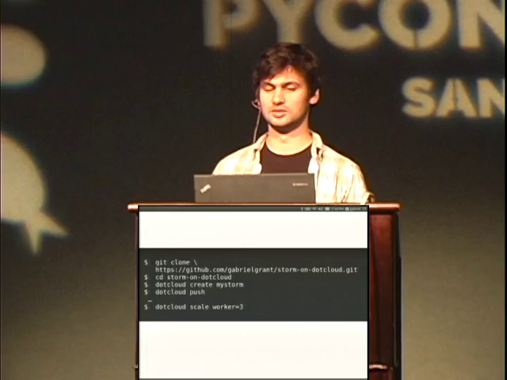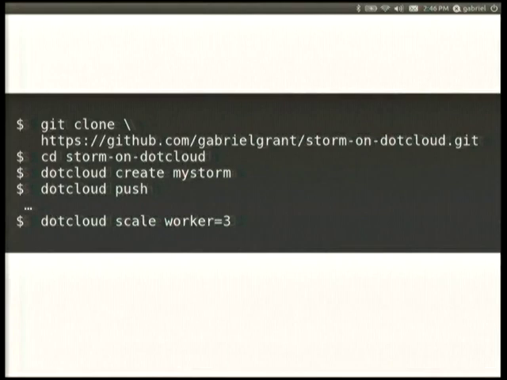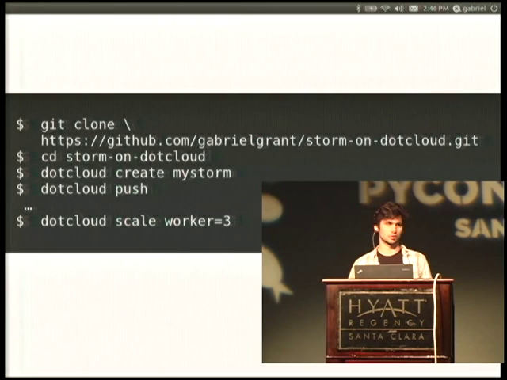I'll just quickly show this. Basically, you can clone a GitHub repo that I think actually exists at that location, although I'm not sure I checked it before I went up on stage. If not, I'll make sure it's there by the end of the day. Anyways, you can clone that GitHub repo, cd into the Storm directory, create an application called Storm, and do a push, and then you'll have a Storm cluster running. And if you want to scale up your number of workers, you can just scale.